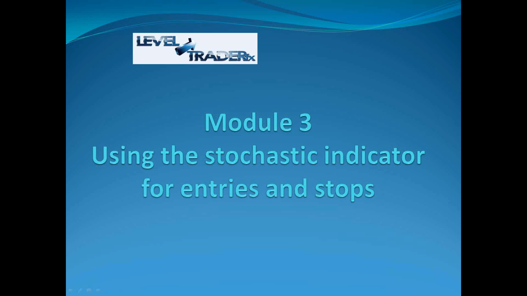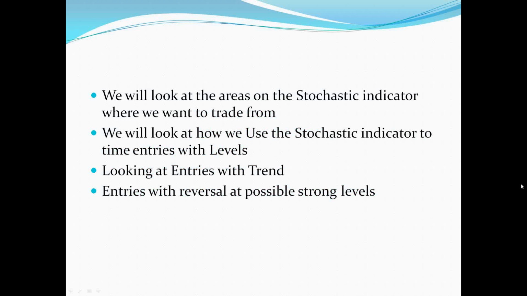Okay, so this is the new Module 3, using the stochastic indicator for entries and stops. We're going to look at the areas on the stochastic indicator where we want to trade from, and we'll also look at how we use the stochastic indicator to time our entries with our levels. Important thing to make sure that we are timing them with our levels. So we'll be looking at some entries with the trend and then entries with possible reversals from strong levels.